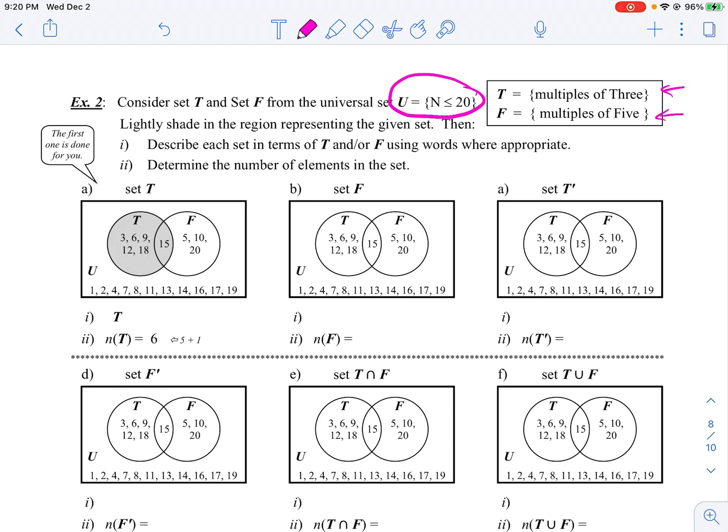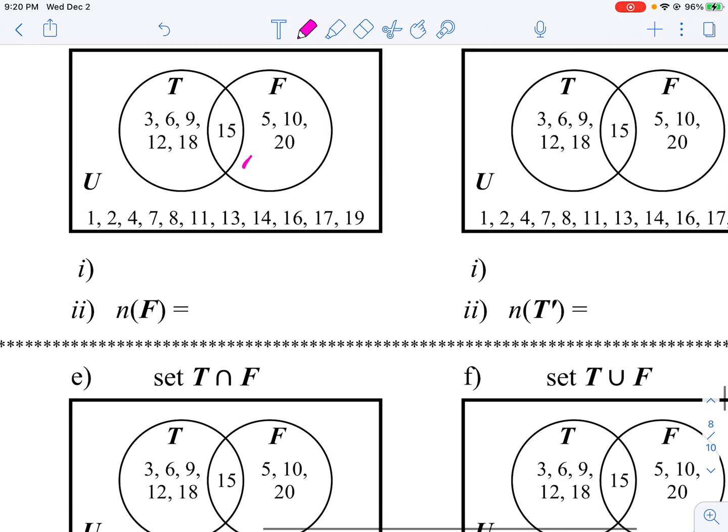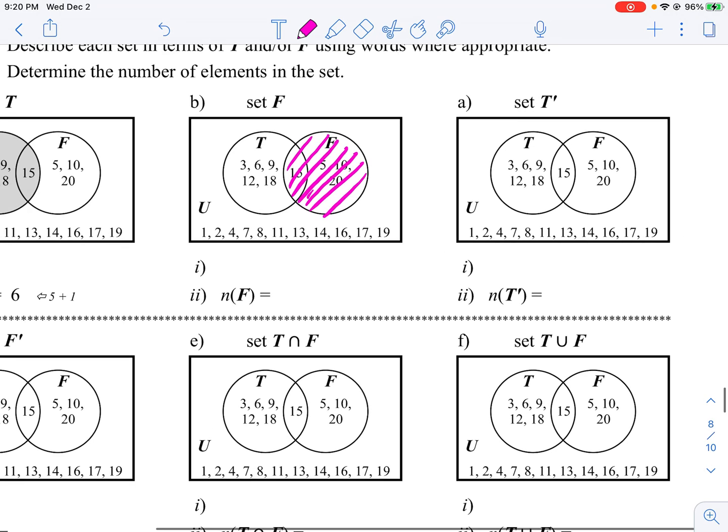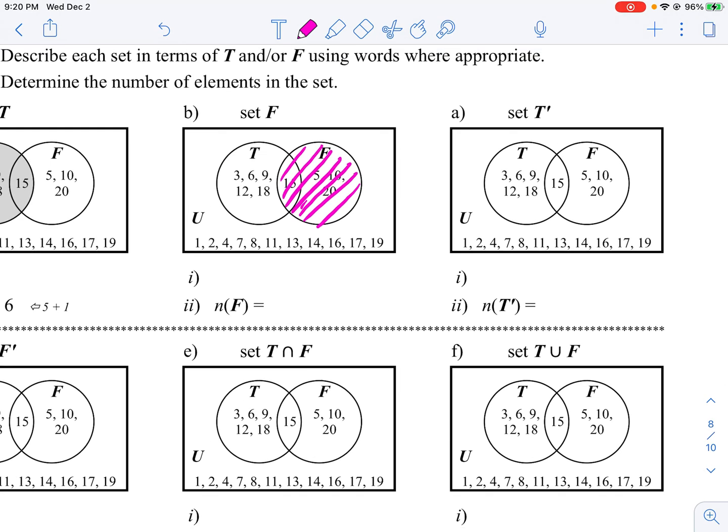This is set T, and it includes everything in the circle of T. The next one, set F, similar to set T: everything in the circle of F. The number in the circle of F is 4. There are 4 elements in that circle. We would consider this just set F, nice and simple.